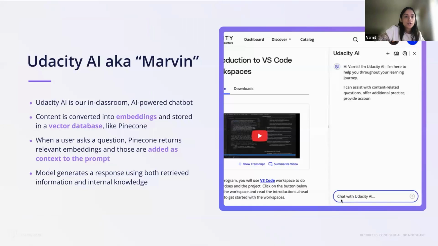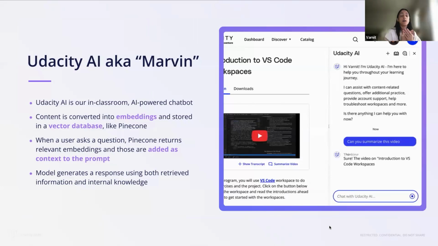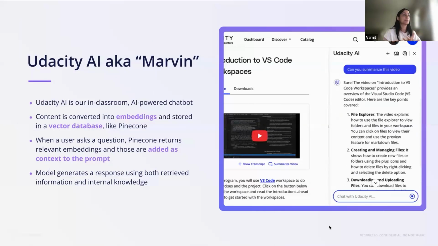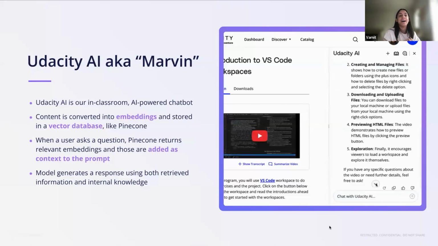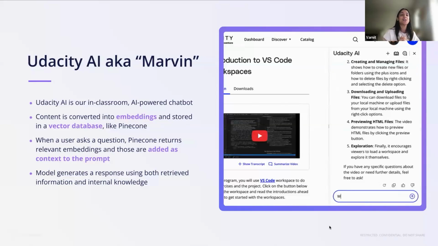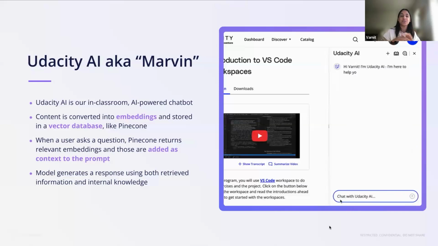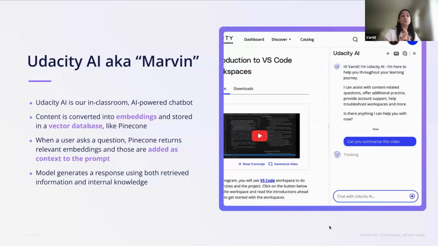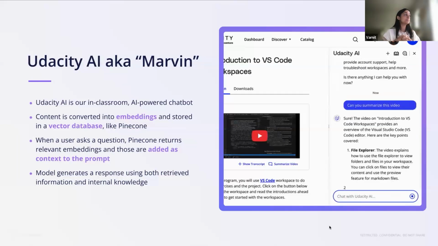So I'm going to jump into this, the part I was super excited to get to. Hopefully I haven't been speaking too fast, but I do want to talk about the different products I've built at Udacity and the different products that we're scaling and trying to improve. So we'll start with Udacity AI, which internally is affectionately known as Marvin. But Udacity AI, for learners, for mentors, for alumni on the call, is an in-classroom chatbot that you might have experienced. And so our chatbot is AI powered using ChatGPT or OpenAI.